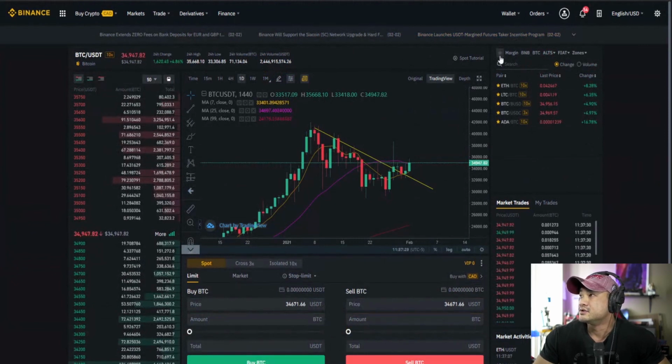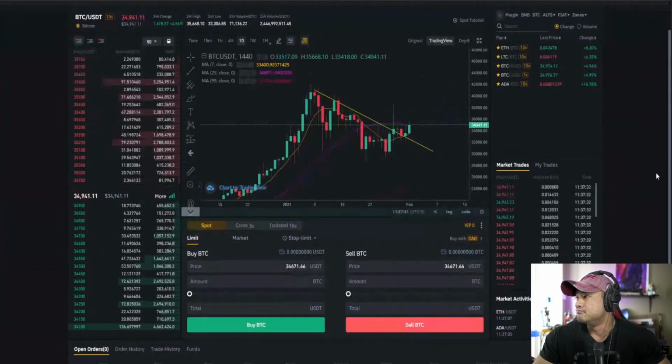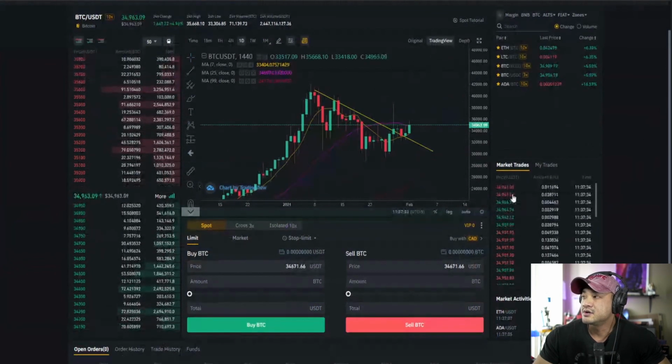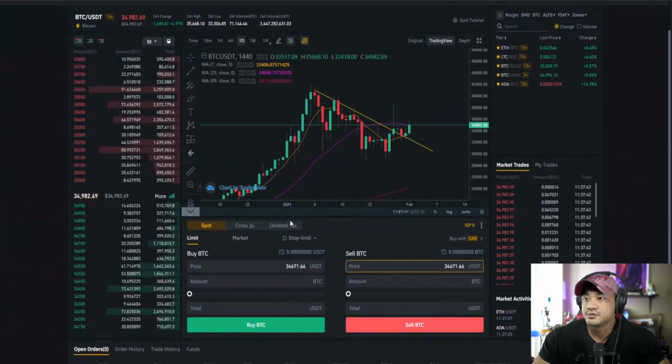And there's a lot of things you can look up. Market trades just tells you the most recent trades, the most recent orders that were buys, sells, whatnot. Then if you come over here, you get your option to start buying or selling Bitcoin. Cross means that's when you start using leverage.